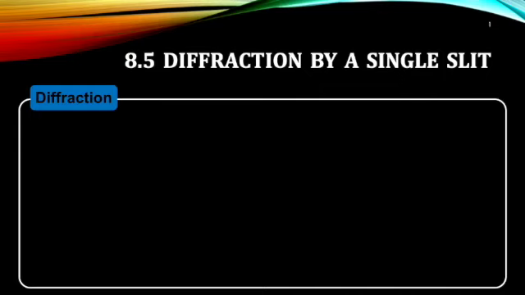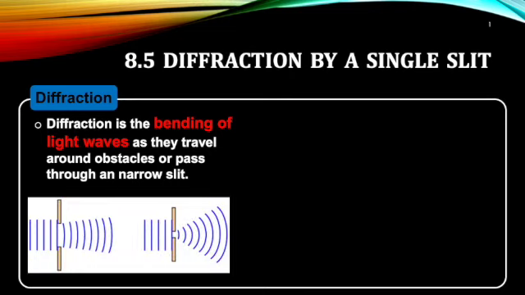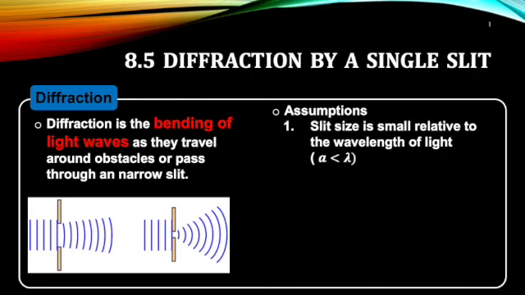Last subtopic 8.5, diffraction by a single slit. Diffraction is the bending of light waves as they travel around an obstacle or pass through a narrow slit. Assumption 1: the diffraction slit size is small relative to the wavelength of light, which is a < λ. Assumption 2: the screen is far away and the rays are parallel.